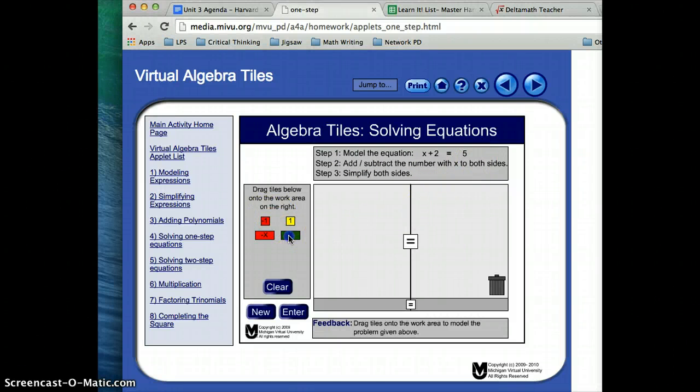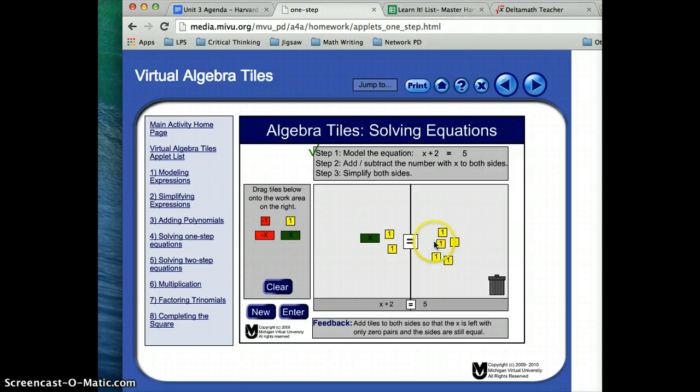So I have a positive x. I'm going to pick up this tile, move it over here. I have a positive 2, so I'm going to use 2 yellow tiles for positive. And then it says equals 5, so I am going to put 5 yellow tiles over here. 2, 3, 4, 5. Okay.